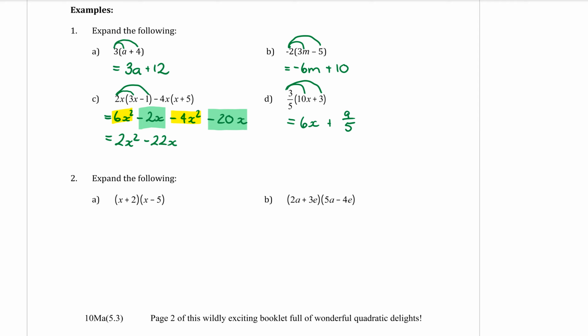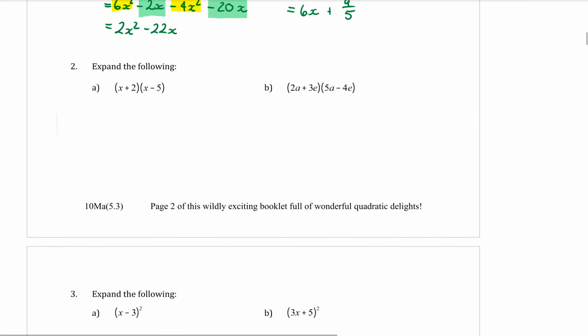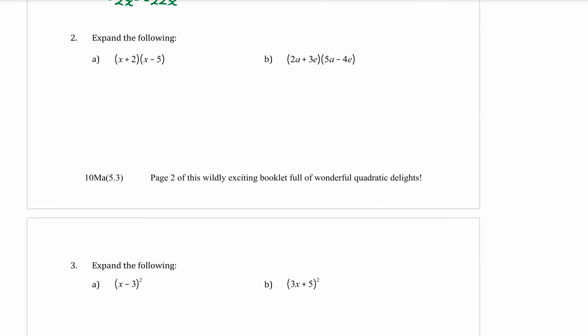In question 2, it says to expand the following. But this time, what we're going to be doing is using the FOIL technique. FOIL stands for first, outside, inside, and last, and that's telling you to multiply those things together.